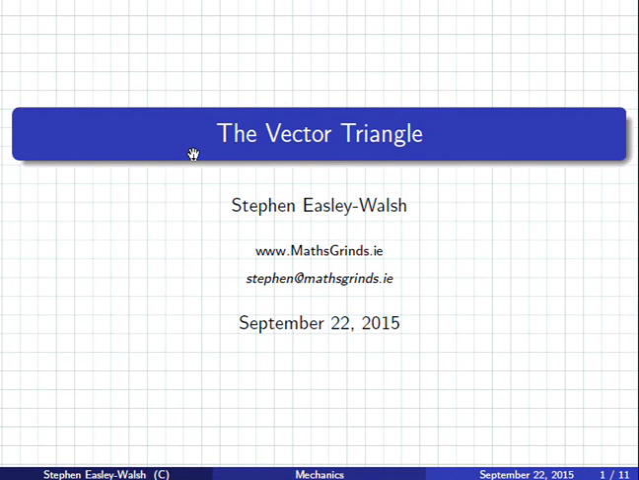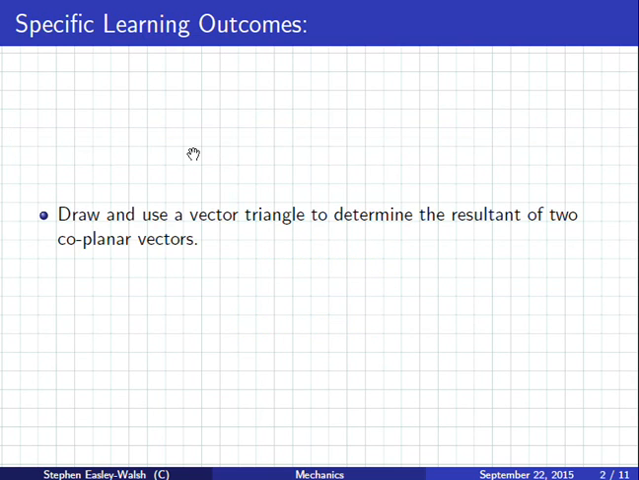So like I said, this lesson is not so long. There's just really one basic idea I want to cover in it, the vector triangle. So write down the title: The vector triangle. So you know what a vector is, and you know what a triangle is. So we're going to look at the vector triangle.